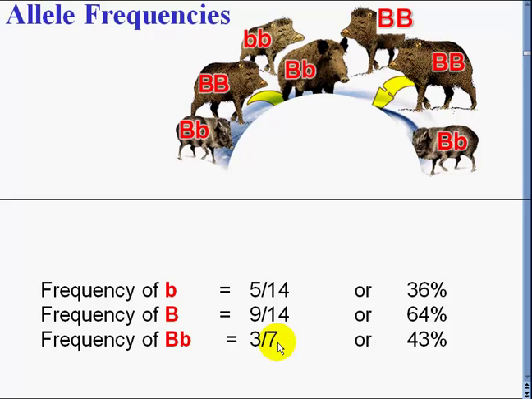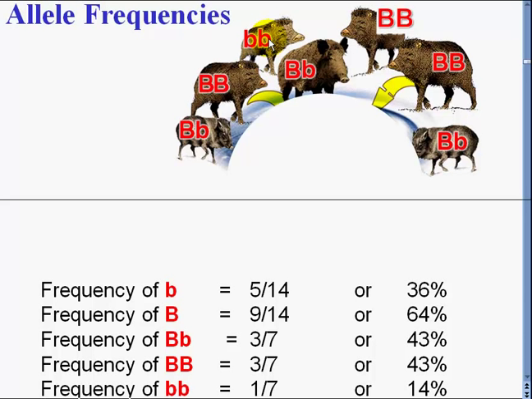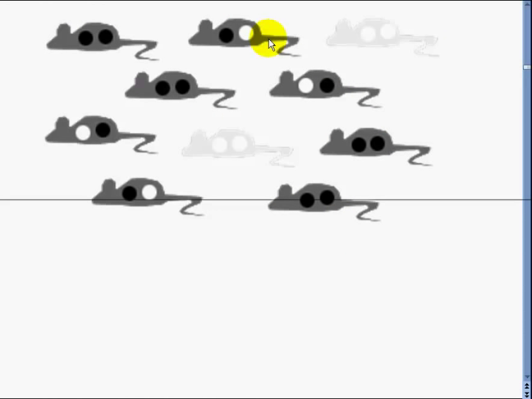So if I wanted to know the frequency of homozygous dominant, I've got one organism, 2, 3, out of a total of 7, again 43%. Frequency of homozygous recessive is just 1 out of 7, 14%. Let's try this in a population of mice.